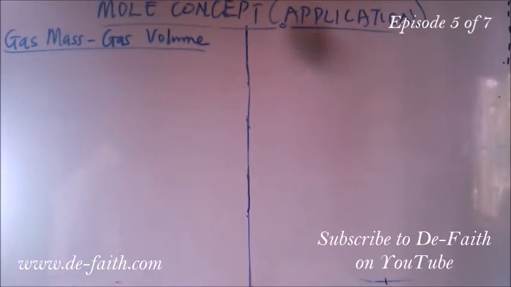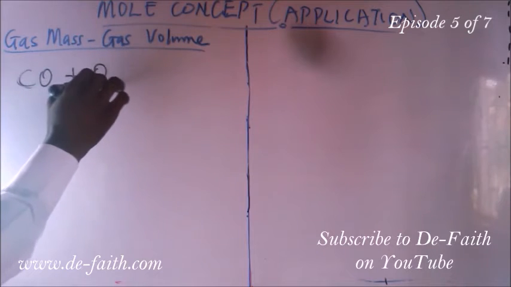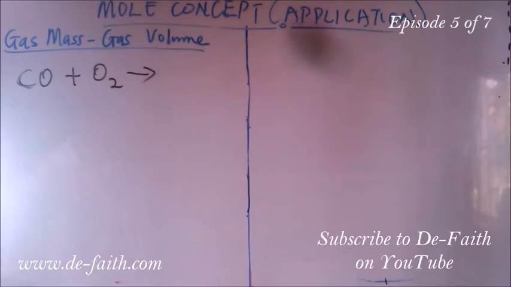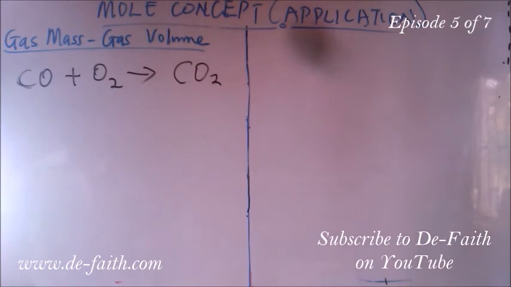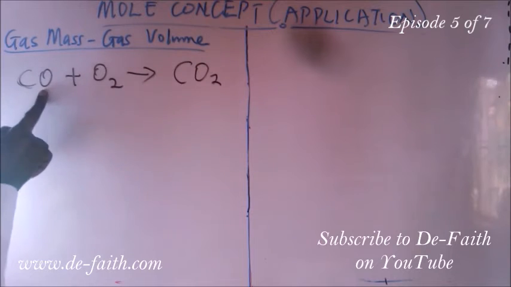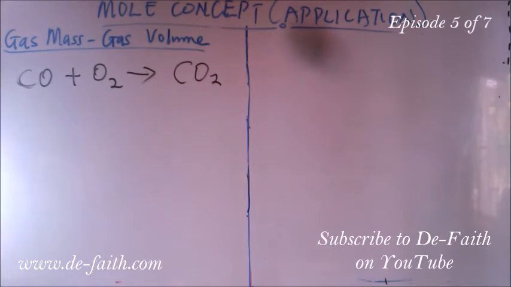So the first thing is to get our equation. We're told that carbon 2 oxide, which is CO, reacts with oxygen to produce carbon 4 oxide, that's CO2. We'll balance our equation. We have 2 oxygen plus 1 oxygen on the reactant side, making 3, and we have 2 over here.